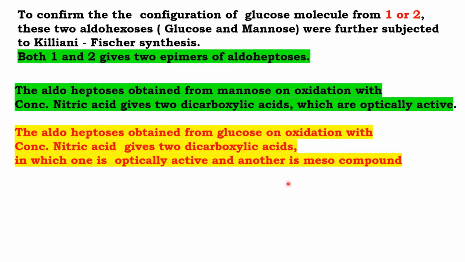So, we take the aldoheptoses, we subject them to oxidation and we study which is optically active and which is the meso compound. From this identification, we could confirm the structure of the glucose molecule. Take down the point before moving to the next slide.